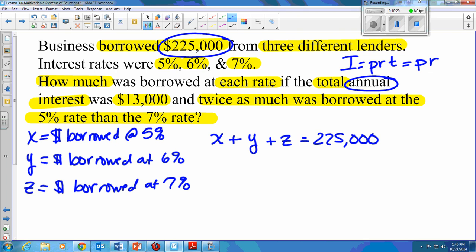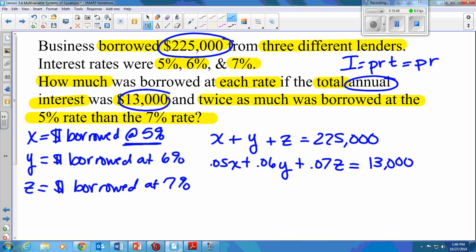Now I'm going to have an interest equation because I know my total interest for the year, my annual interest, was $13,000. So the amount I borrowed at 5%, I paid 5% interest on. So 0.05 times the amount of money I borrowed at that rate is how much I pay in interest. I pay 6% of my y investment, and I pay 7% of my z investment, for a total interest payment for the year of $13,000. Interest at 5%, interest at 6%, interest at 7%, total interest.